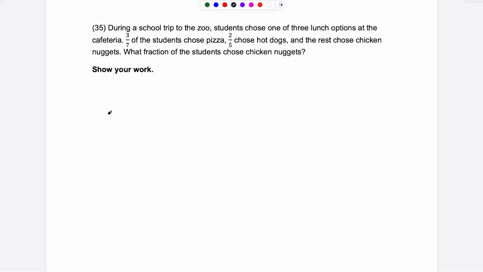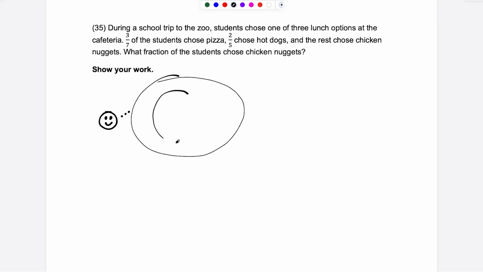So for this question, this can be a little bit tricky, but the key is to visualize what's going on here so that we could find what fraction of the students chose chicken nuggets. So what I imagine is a circle, and when they tell us in the beginning that 3/7 of the students chose pizza, let's just say 3/7 is roughly in this neighborhood here. So let's just say that's 3/7.